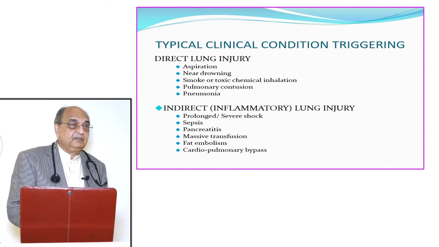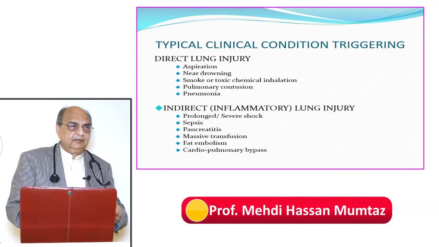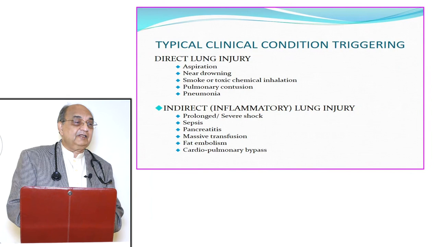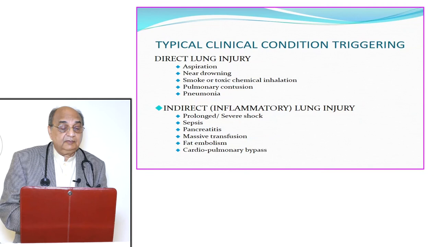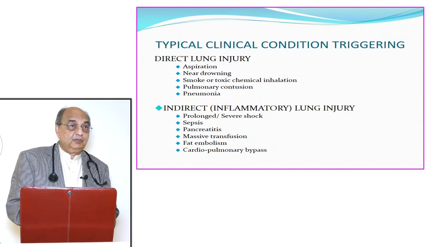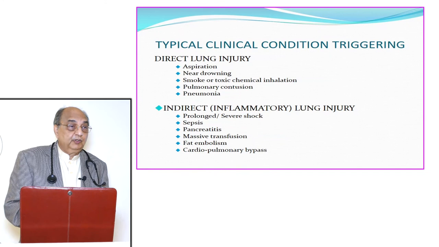Then near drowning. One is drowning, the other is near drowning; it's a separate topic. Then smoke or toxic chemical substances, which cause direct damage to the respiratory system. Then pulmonary contusion. Pulmonary contusion could be from multiple injuries, like a patient in a roadside accident. Then pneumonia, infective pneumonia. Pneumonia can be lobar or bronchopneumonia.